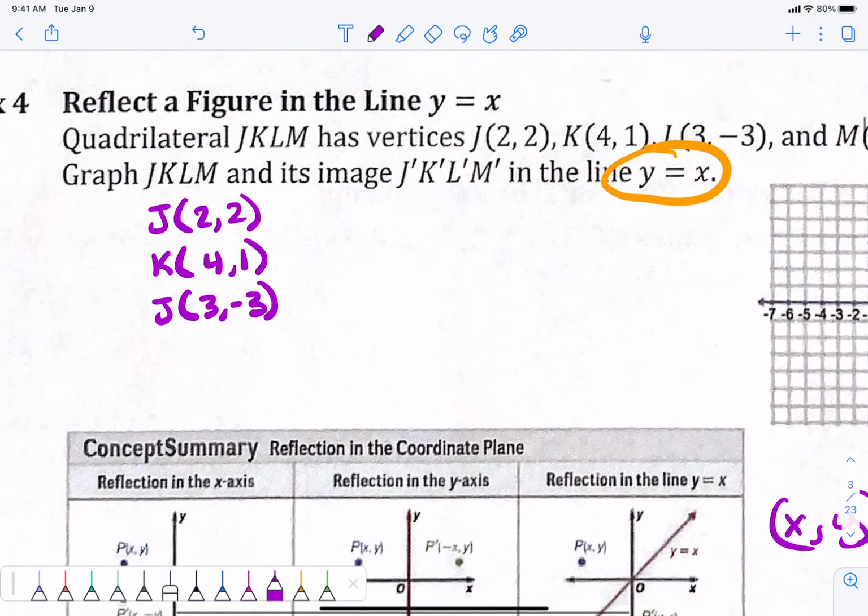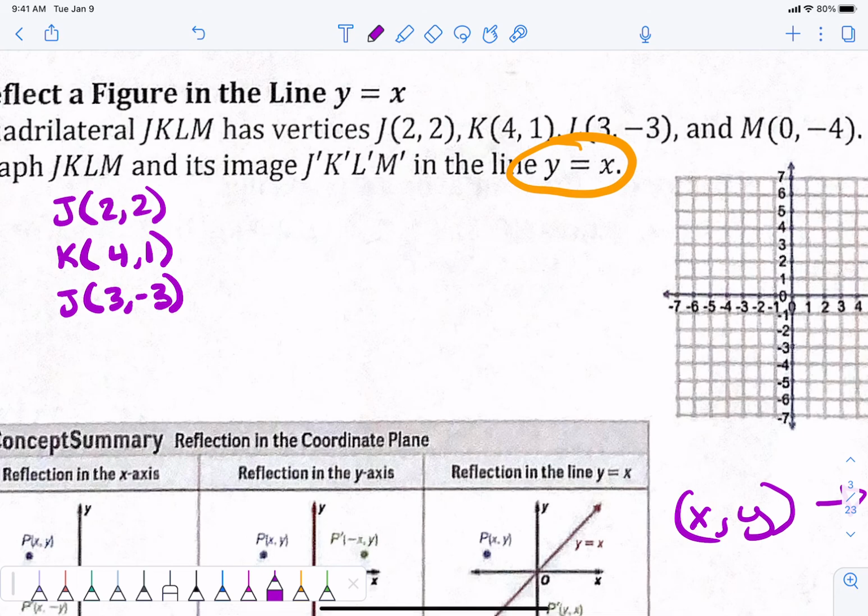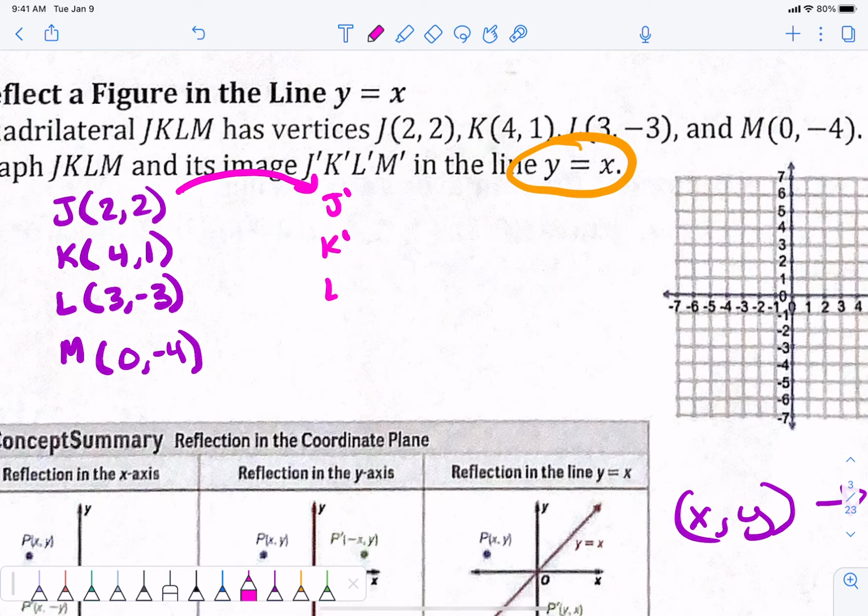Okay, so I'm going to list out these points. JK, I don't know why I have JKJM. Where's Luke? Is there 2 J? Oh, no, that's an L. JKLM. And M is 0, negative 4. Okay, so those are my original ones. And I want to write out what J prime, K prime, L prime, M prime are. Okay, and these are just switching the places of each one.